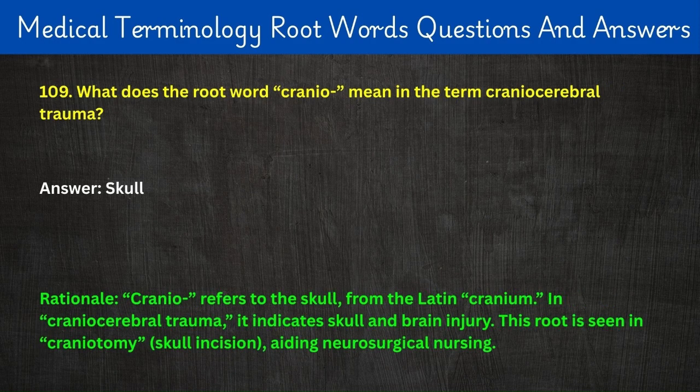What does the root word cranio- mean in the term craniocerebral trauma? Answer: skull. Rationale: Cranio- refers to the skull, from the Latin cranium. In craniocerebral trauma, it indicates skull and brain injury. This root is seen in craniotomy, skull incision, aiding neurosurgical nursing.